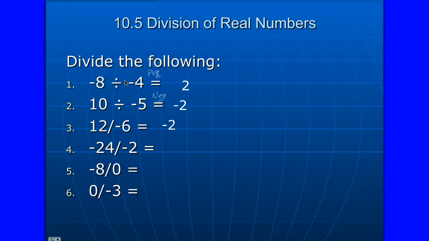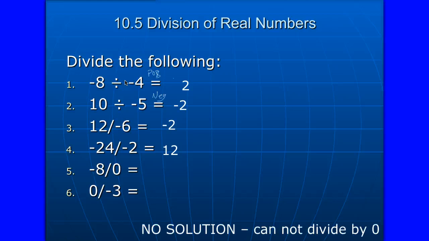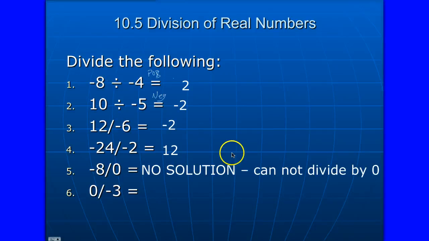Number 4, you have a negative divided by a negative. 24 divided by 2 is 12. Number 5, that's the one that has no solution. It's impossible. You cannot divide by 0. You can't take 8 things and regroup them in groups of 0. But number 6, that's the one that equals 0. So you cannot call number 5 0, because that would be counted wrong. It's not the answer. Number 5 is no solution. Number 6 is 0.